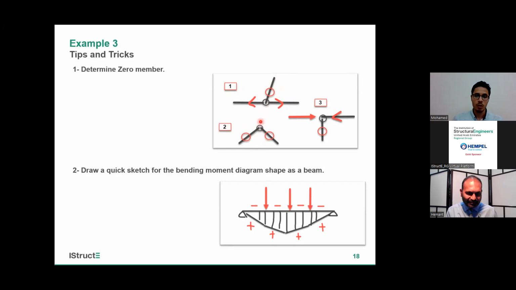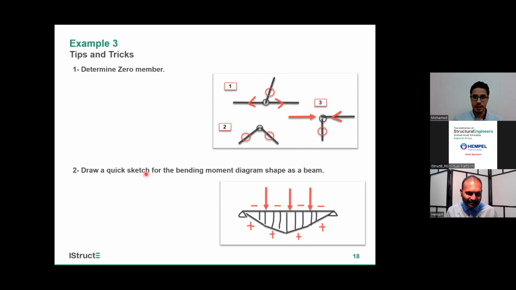If I have an unloaded joint, this will be zero, and this will be zero. Also, case number 3: if I have a force in the same direction as a member, the force will go directly to the other member, so this will be 0.